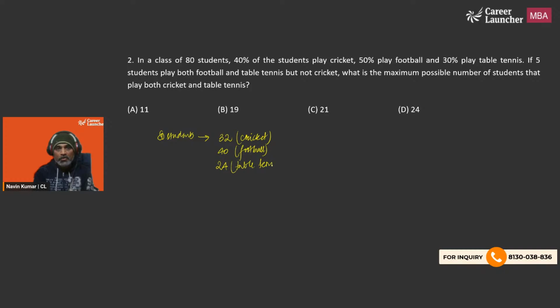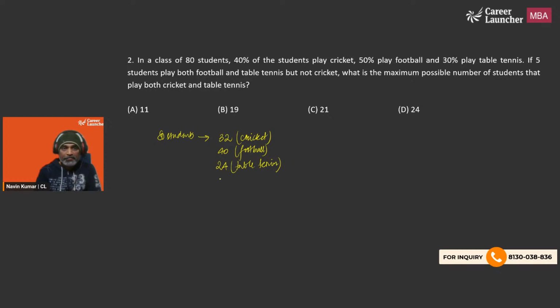If you add all these numbers, we'll find that this is more than 80, which tells us that there are certain students who play football and cricket, or maybe some students who play all three. There may be some students who do not play any of the games, because it's nowhere mentioned that each of those 80 students plays at least one of the games.